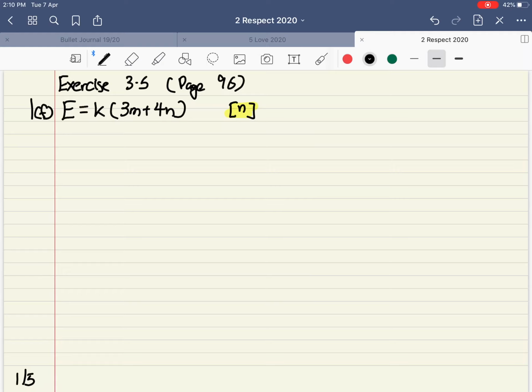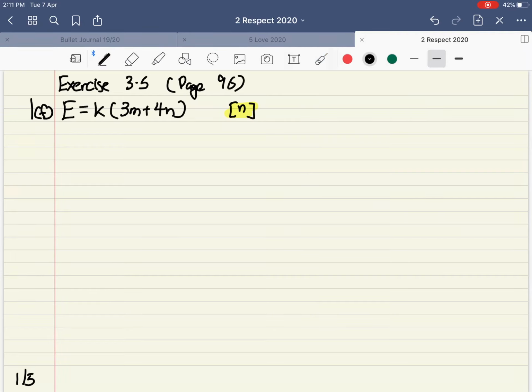If you notice, I've already taken the liberty to highlight this portion here. For each of the questions that we're going through today, the highlighted variable is the one that we want to make the subject of. So in this case, for question 1F, I want n to be the subject of the formula. So let's begin.